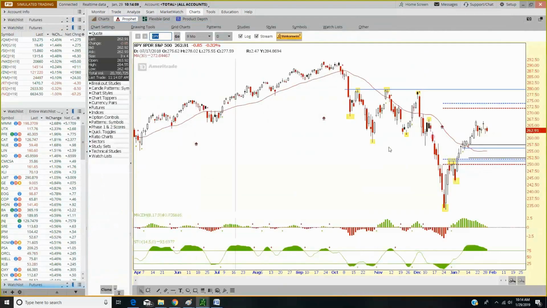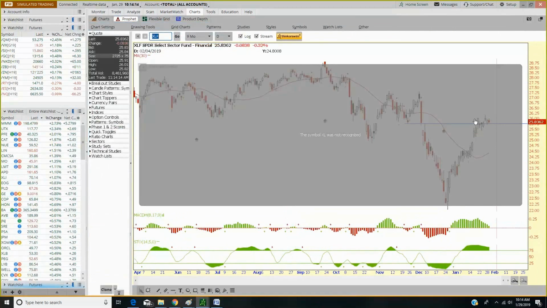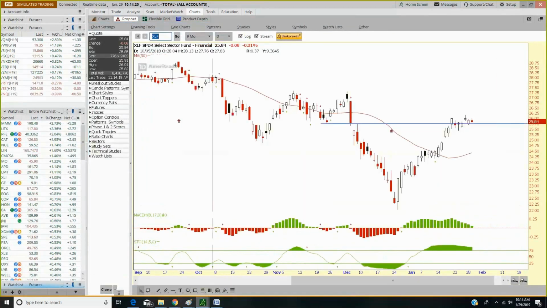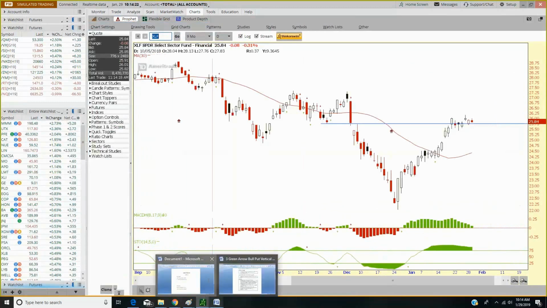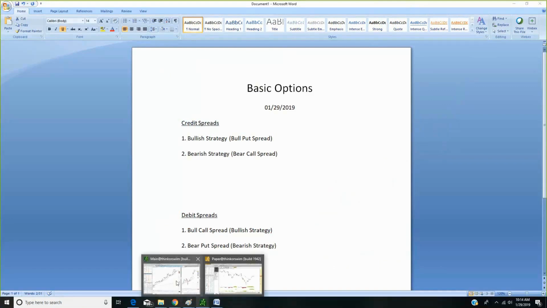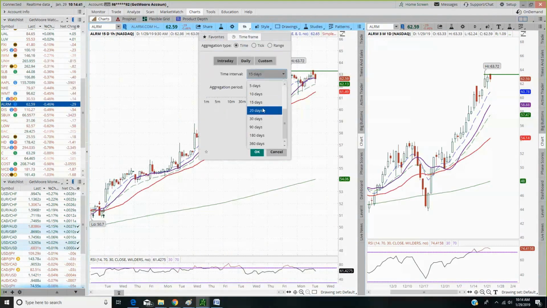So let me just pull up any chart. Not the SPY. Let's go here to XLF. XLF is the financial sector. Okay, so let's go back here and start to introduce what this is. A bull call spread is bullish, so obviously we want the stock to go up. Let's go back to the one we looked at a minute ago, alarm.com. Let me go 20 days.